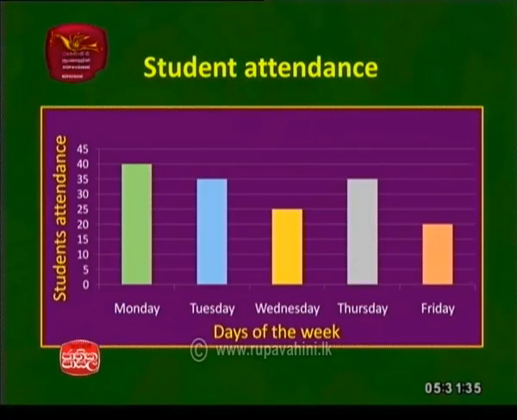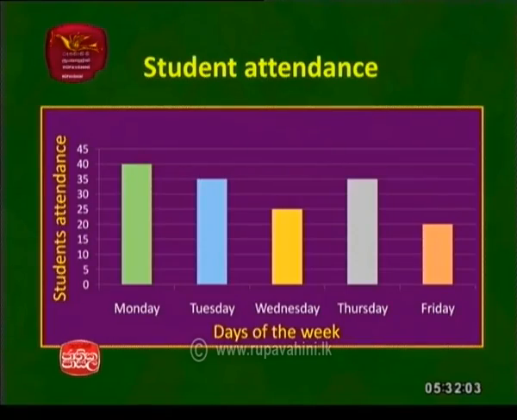Okay. Now, let us describe this in detail. Here, the student attendance on a particular week. Horizontal axis, and vertical axis, what is presented? Students' attendance. Yes, normally the number is on the vertical axis. And on the horizontal axis, you can see the days: Monday, Tuesday, Wednesday, Thursday, and Friday.